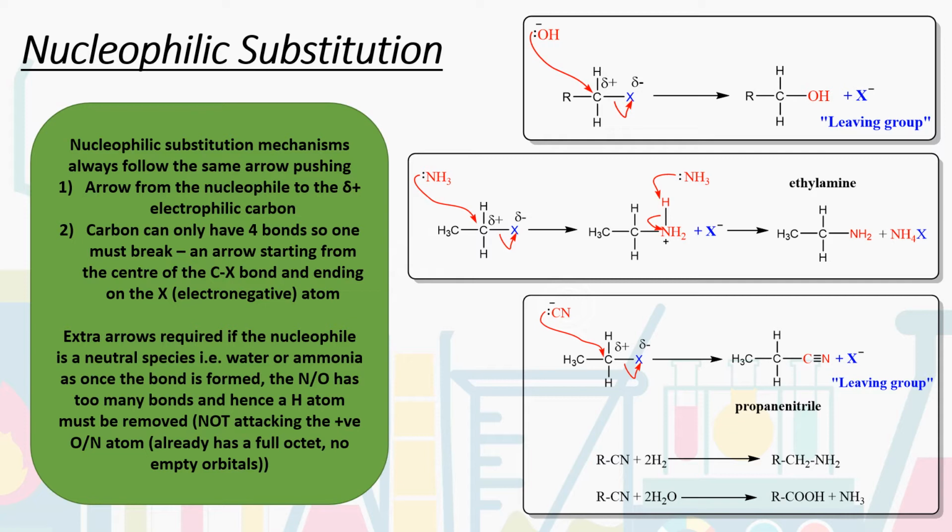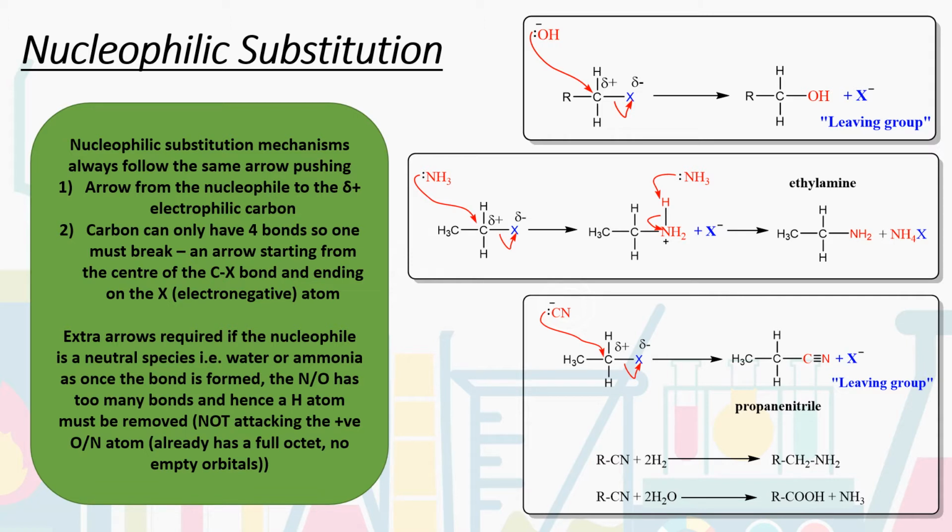This is exactly the same arrow pushing for the example right at the bottom. So again, we have a haloalkane, and here I've used the cyanide anion. That's our nucleophile, it's a negative charge representing a lone pair. So an arrow starting from the lone pair, ending up at the electrophilic carbon, the delta positive carbon, because it's electron deficient due to the electronegativity, the polarity of that C-X bond, the dipole that's created. And then carbon can only have 4 bonds, so we have an arrow that goes from the center of our C-X bond that we're going to break, and ending up on the electronegative X atom that's happy to accept that charge.